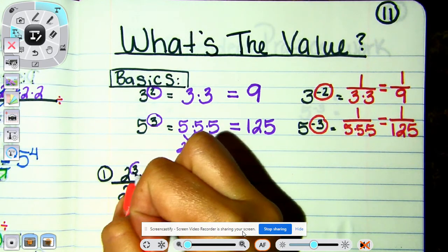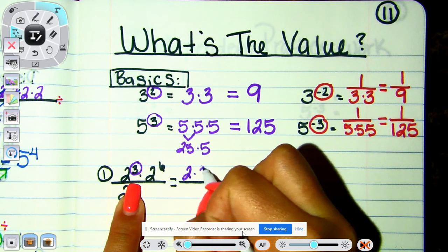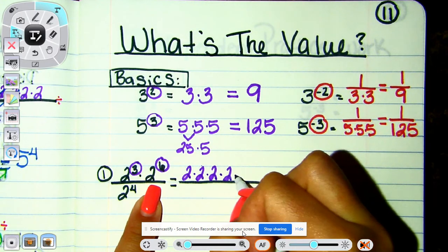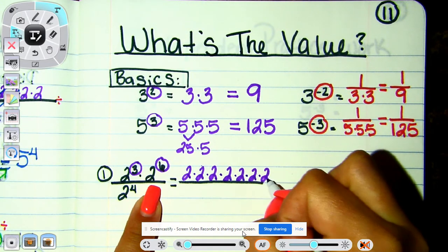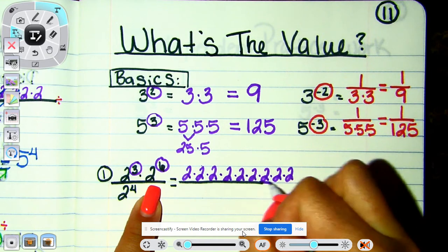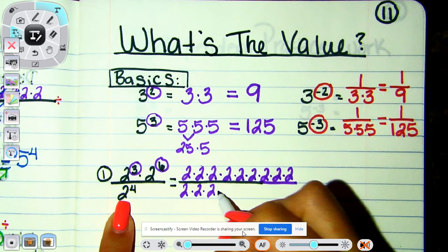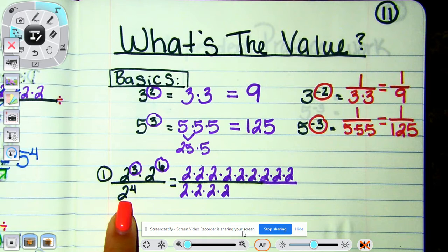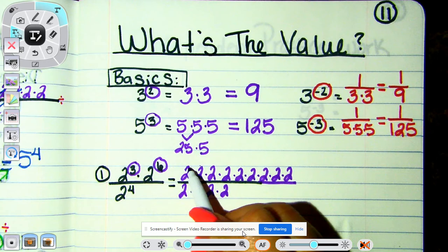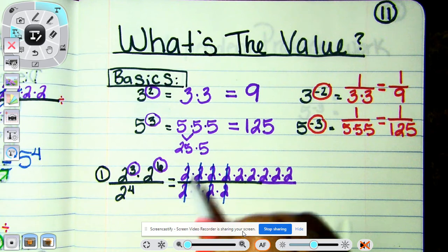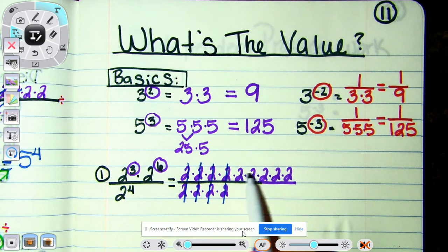So this means 2 to the 3rd power: 2 times 2 times 2. 2 to the 6th power, 6 of them: 1, 2, 3, 4, 5, 6. Again, no negative, so I'm leaving it right where it's at on the bottom: 1, 2, 3, 4. Now, I don't know about you, but I don't want to find the value with all of these 2's hanging out. There's just too many. So let's simplify it first. Let's start to cross off all these 2's and divide. 2 divided by 2 is 1, so they cancel. I am left with 1, 2, 3, 4, 5. That's 2 to the 5th power.